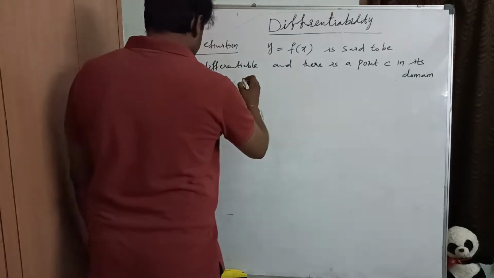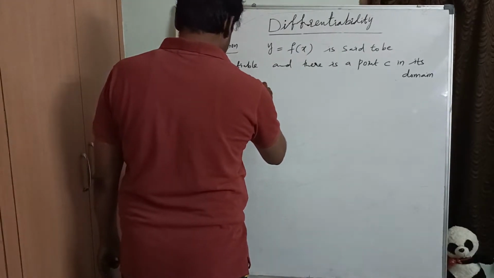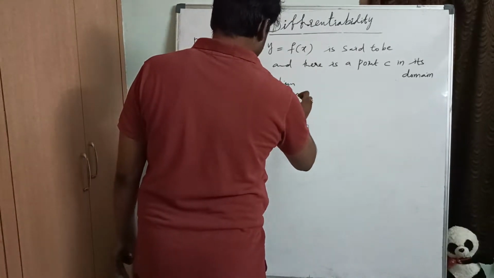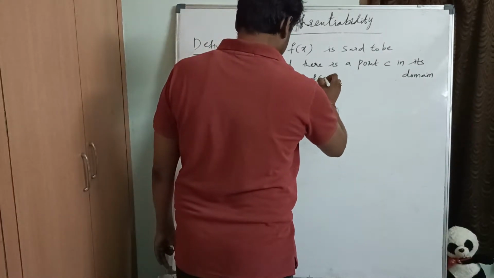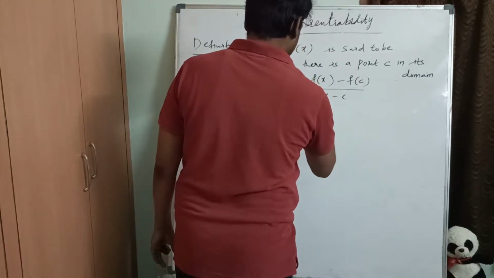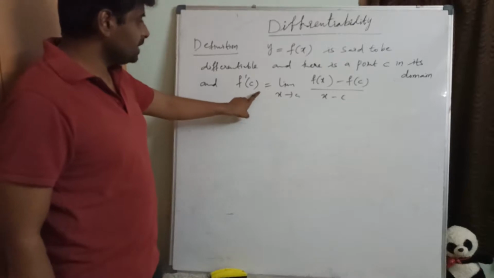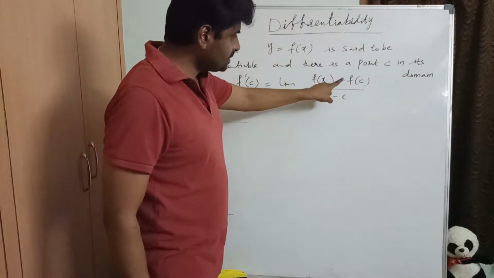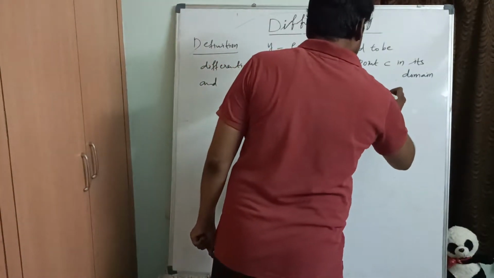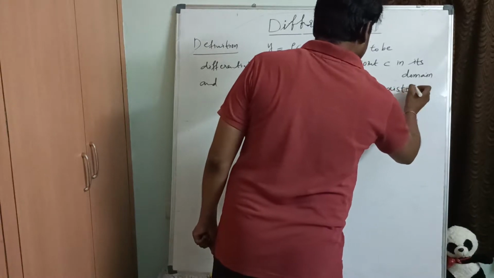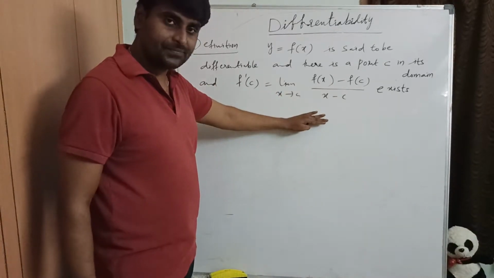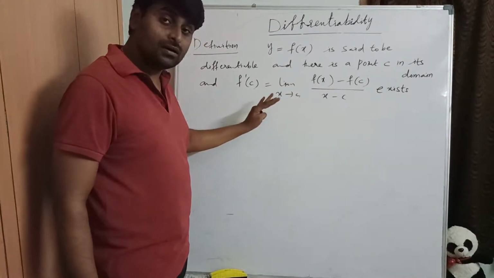f dash of C equals limit x tends to C, f of x minus f of C by x minus C. So this exists. When can we say this condition exists? Whenever its LHD equals RHD, meaning left hand derivative equals right hand derivative.